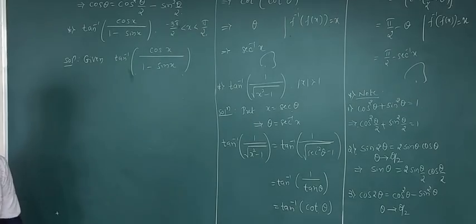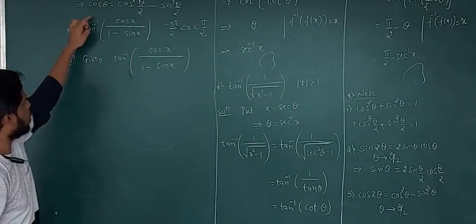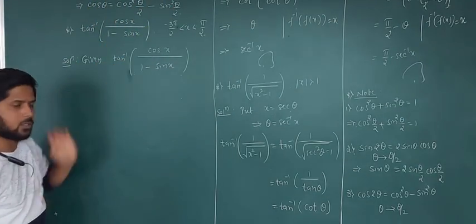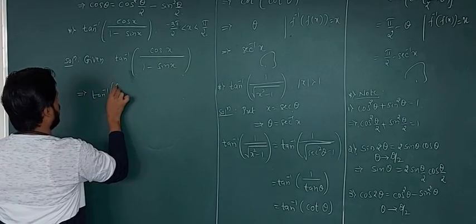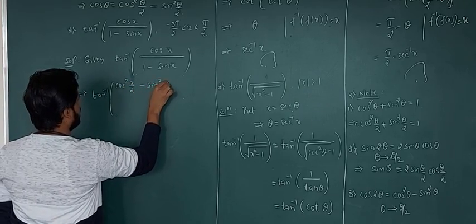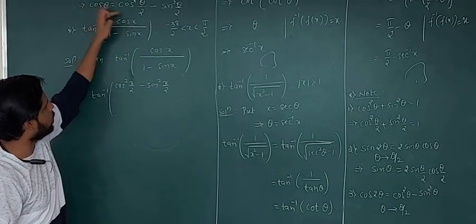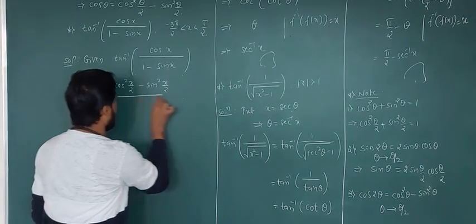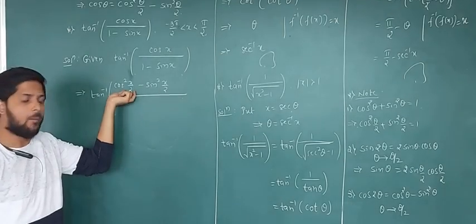Here we write cos theta as cos square theta by 2 minus sin square theta by 2. In place of theta we have x. So this implies tan inverse of cos square x by 2 minus sin square x by 2, divided by what is 1 here? Because in the numerator we are using x by 2, half of the angle.